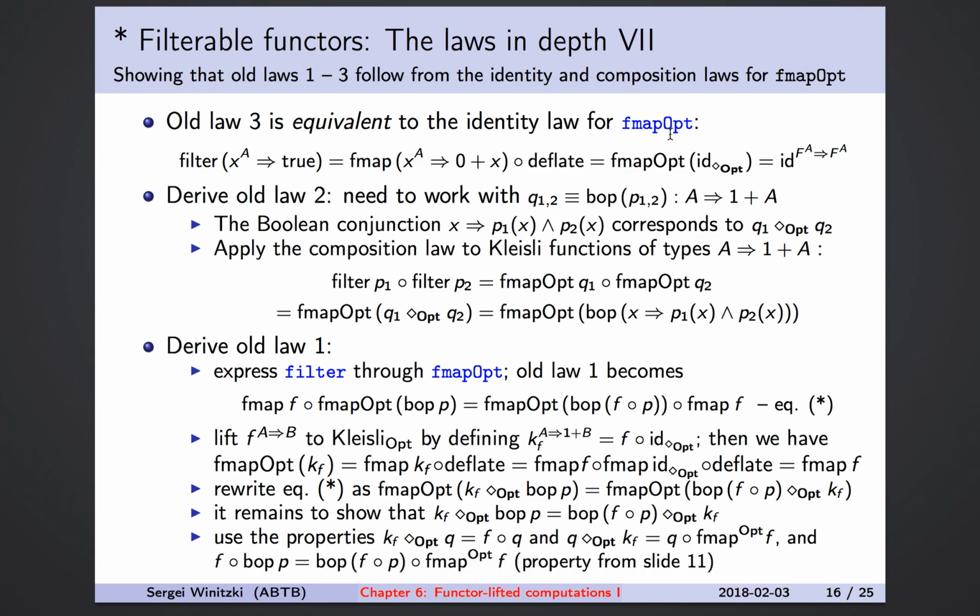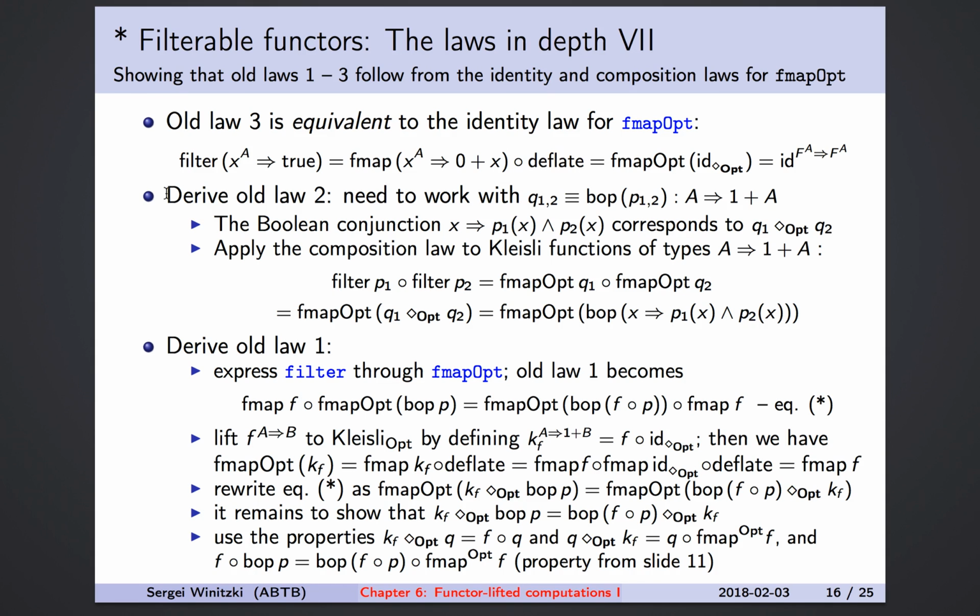So therefore, if the filter law is true, then this is identity, and so then the fmapOpt of identity must be identity. And if this is true, then the filter must be identity. So the old law 3 is actually equivalent to the identity law. Both of them imply each other. So because of this equivalence, they're equal signs everywhere. So that's very strong identity. Isomorphism.